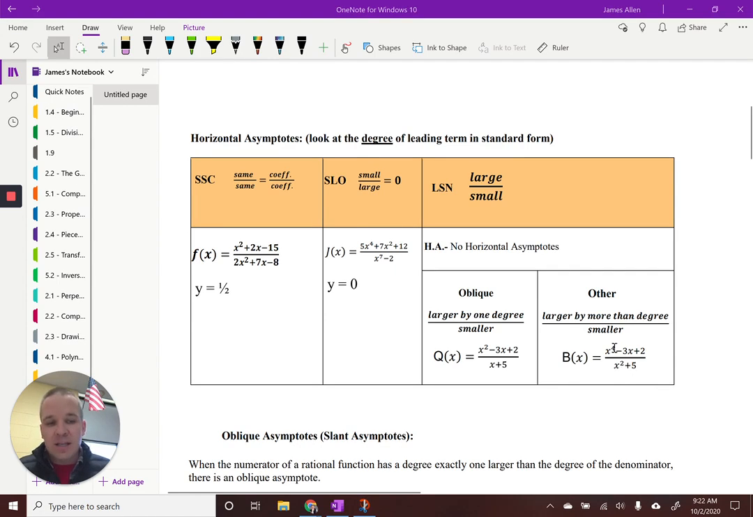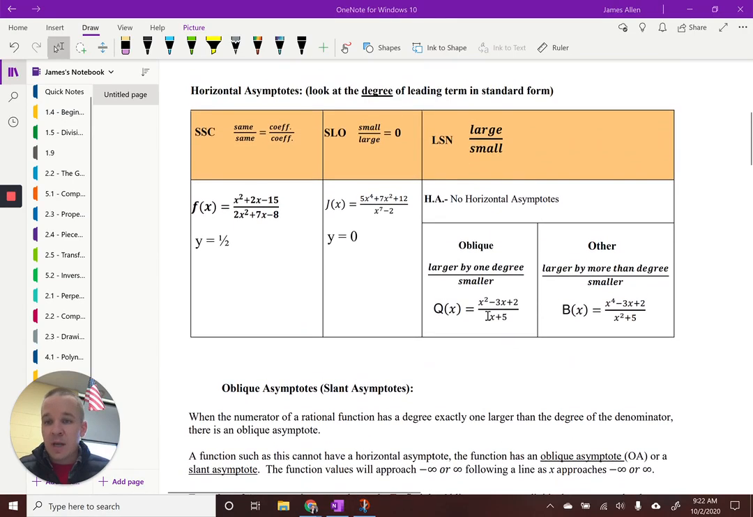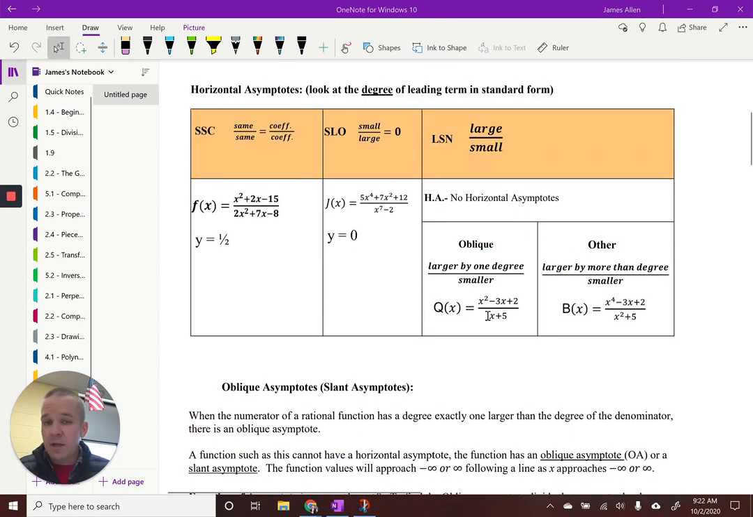But just so you know, that's a situation where we'd have x to the 4th and x to the 2nd. That's 2 different, right? We only want larger by 1 degree for our oblique asymptotes. So again, pause it here if you need to jot some of that down. If you didn't do that earlier, this is the new part right here with oblique. That's what we're going to deal with today.